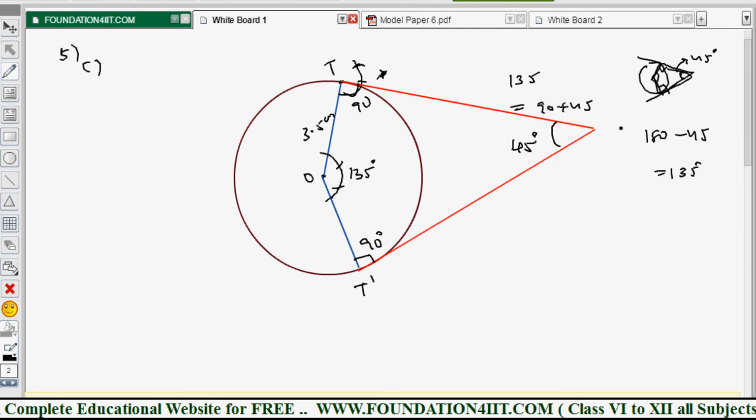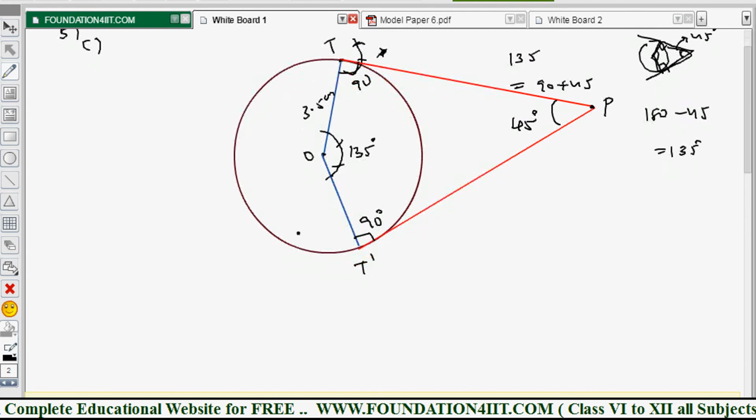quadrilateral is 360 degrees. So this external point is P. Instead of taking 45 directly, from here you should start: 135, 90, 90. Again, if you extend the lines, where both lines join, there is the P. Okay, let me write the steps also.